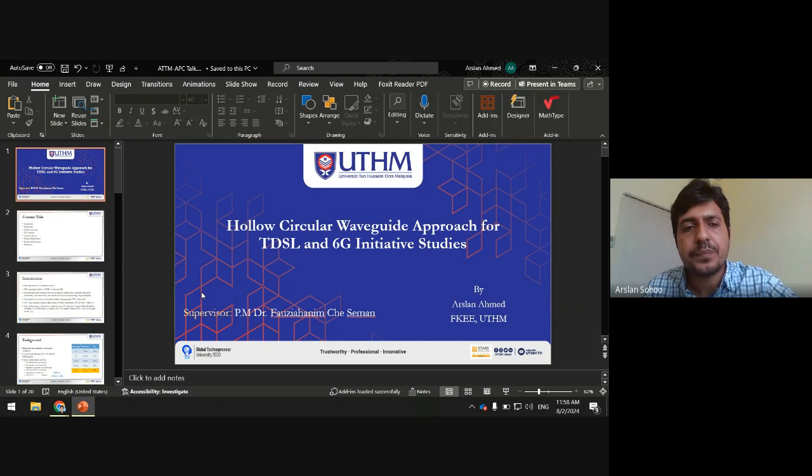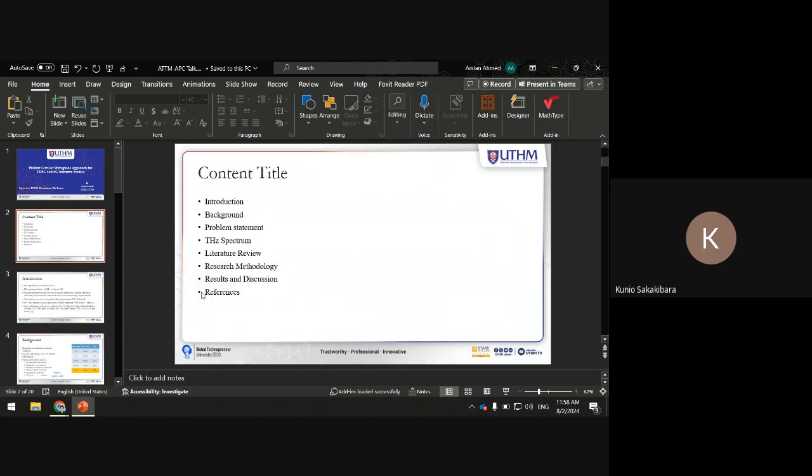So for now, I'm just working on the terahertz spectroscopy technique equipment. We don't have the VNA in the terahertz range. Yes, the measurement is one of the problems. Yes, okay. Thank you.